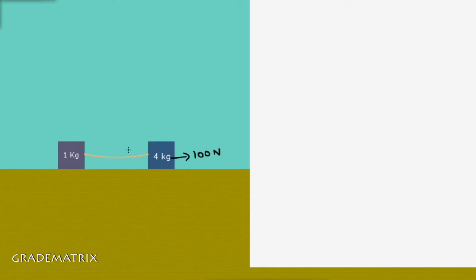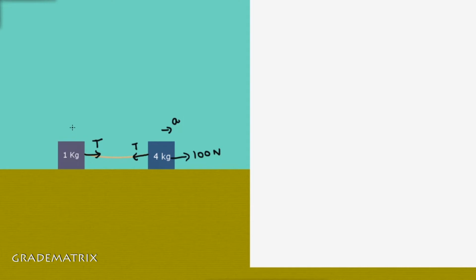Now the string will become tight, because of which there will be a tension acting in the backward direction, that is leftward direction. Now the same tension T will be acting on this 1 kg block in the rightward direction, because of which it will move along with the 4 kg block. Now let us assume, because of our force, it is moving with an acceleration A.